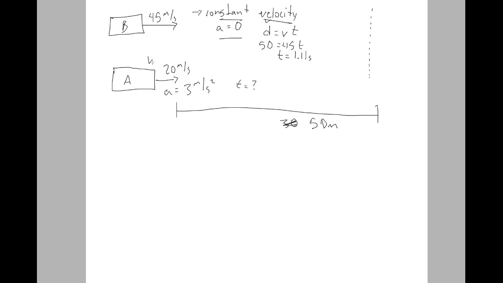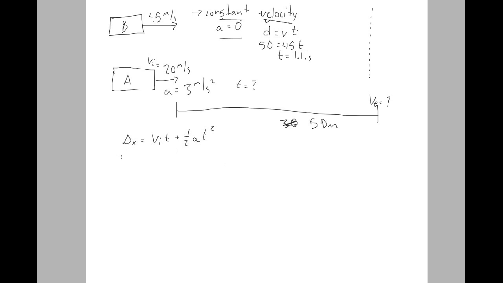Now, this car, to figure out its time, again, I am looking for time. I know my v initial, I know my acceleration, and I know my distance. The only thing I don't know is v final and time. So if I'm looking for time, what I could use is my delta x is going to be 50. I could use the equation delta x equals v initial times time plus 1/2 at squared.